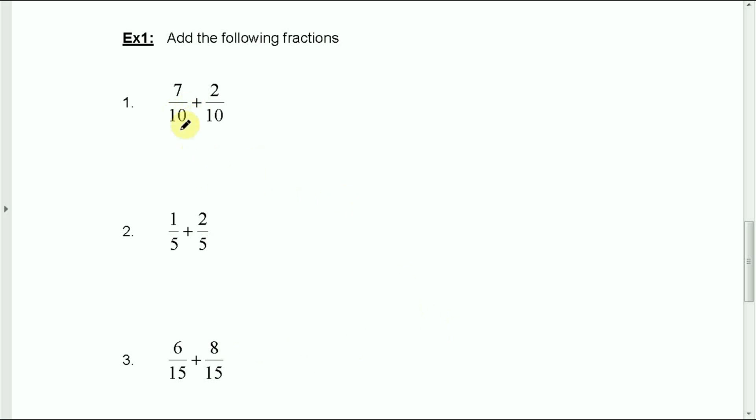Right, number 1. First check the denominators. Are they the same? So I've got a denominator of 10 here, a denominator of 10 here. They are the same. So remember the idea. Nice long line. Use a ruler. Write down that 10. And we're adding. 7 plus 2. Add the numerators. 7 plus 2 is 9. 9 over 10. That should be the answer for number 1.